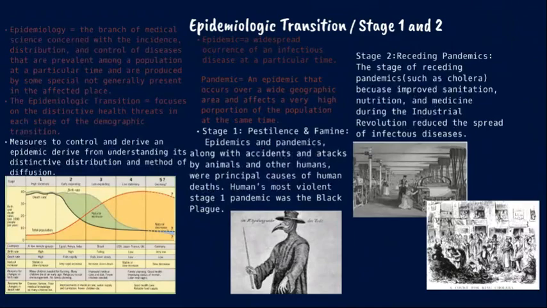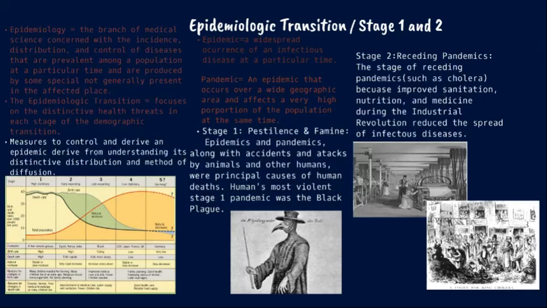Epidemiologic transition, stages 1 and 2. Epidemiology is a branch of medical science concerned with the incidence, distribution, and control of diseases that are prevalent among the population at a particular time and are produced by some special cause not generally present in the affected place. The epidemiological transition focuses on understanding the health challenges and threats in each stage of the demographic transition. Measures to control and derive an epidemic derive from understanding its distinctive distribution and method of diffusion.